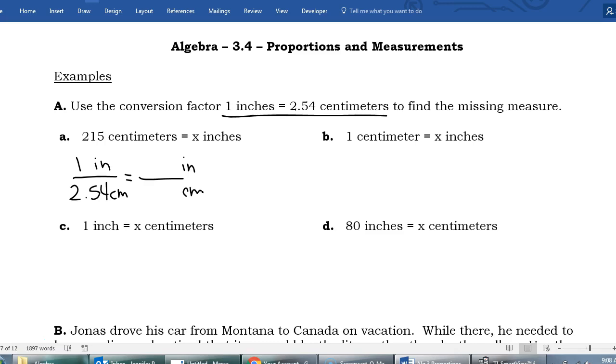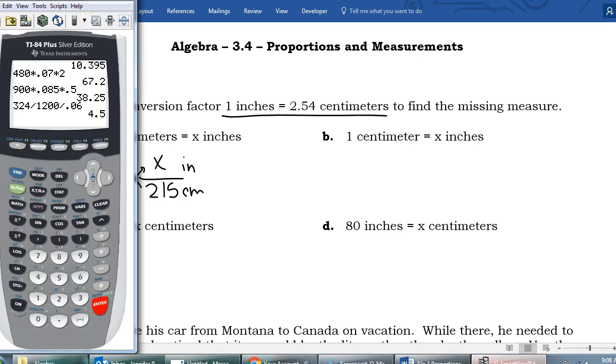So I'm given 215 centimeters, so I'm going to match up centimeters with centimeters on the bottom. And I'm trying to figure out how many inches that is, so I'm going to put inches with inches on top. Now that I have my proportion set up, times, divide, and we have how many inches are in 215 centimeters. Times, divide, answer. So that's 215 times 1, which is kind of an extra step because when you multiply by 1, nothing changes. But we're going to go with this because it keeps everything organized.